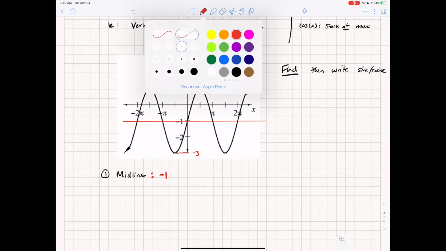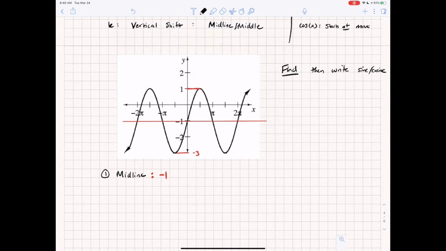Now from here, we can actually figure out what the amplitude is. So that's the second thing that I always tend to find. The amplitude in this case is a length of 1, or excuse me, math is wrong. Amplitude is 2, because the distance between the middle and the highest point is 2 steps. So there's my A value.